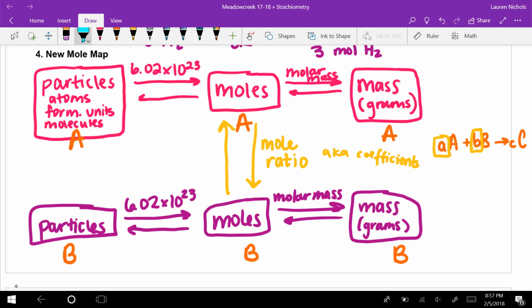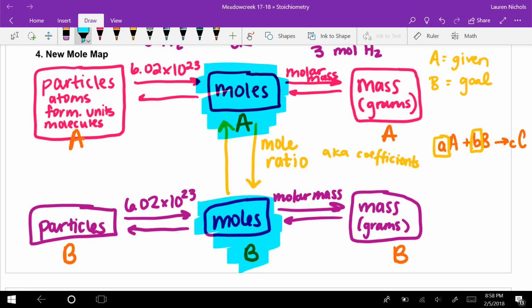Now that we're here, what I like to say is that A is my given and B is where I'm going. So I'm actually going to write that over here. So A is your given, B is your goal, so where you're going. So that means we know our given was moles of A, and we want to get to moles of B. So that means in order to do that, we're going to have to travel along mole ratio road, and it will be 1 step in order to get there.